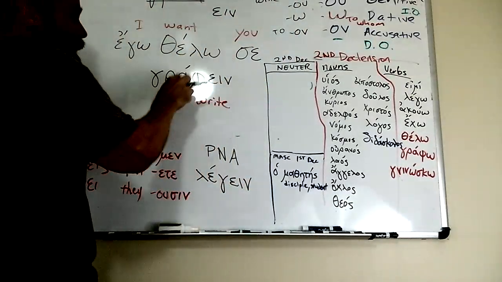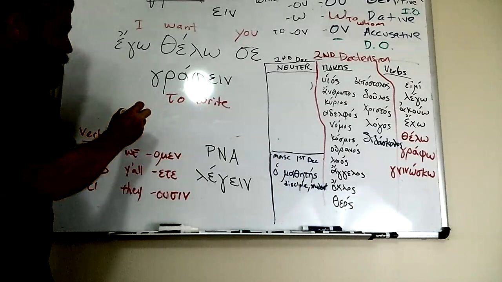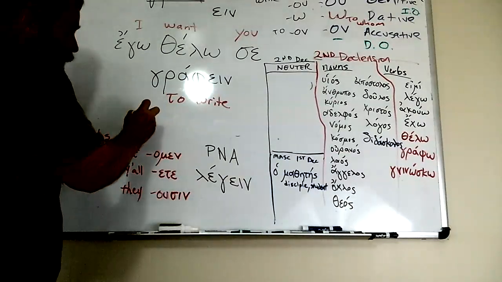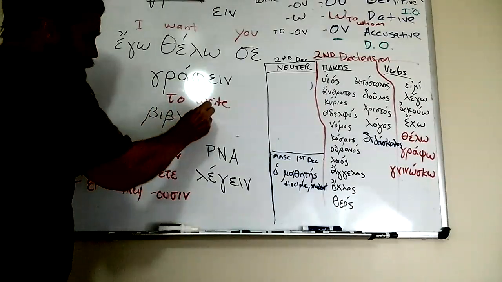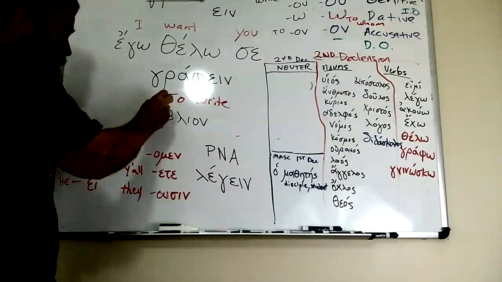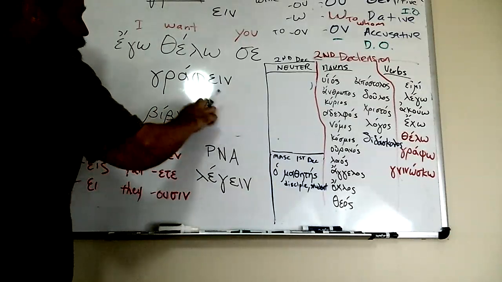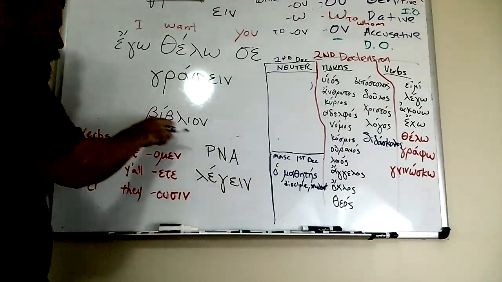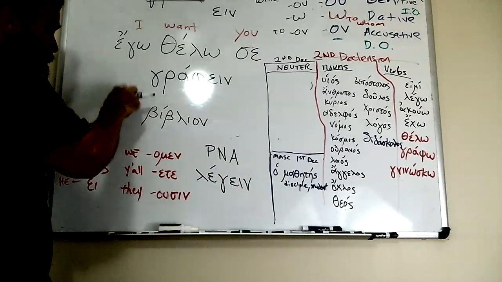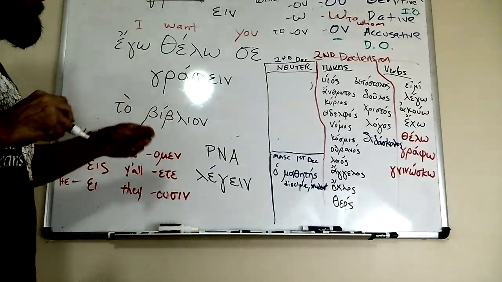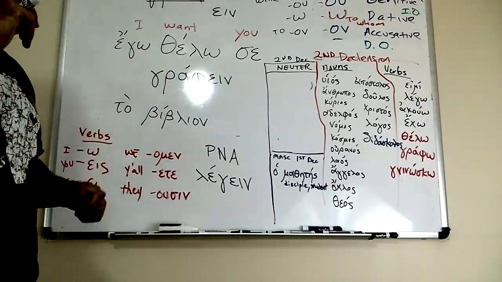We're going to say ego thelo se graphein. So I want you to write what? I want you to write, let's just say, a book first. The word for book is biblion. That's where we get the word Bible. Biblion. Now, let me get rid of this English right here. I want you to write a book. But if I say the book, then I would say to biblion. So ego thelo se graphein to biblion. I want you to write the book.